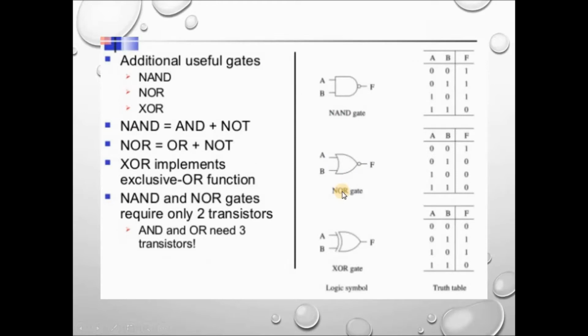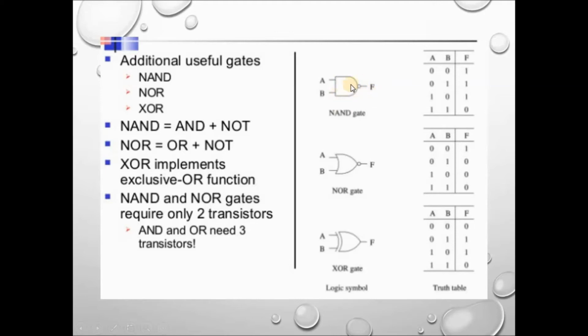After that, some additional useful gates are there: NAND, NOR, XOR. If you perform the AND operation and then show the opposite of that operation, that is NOT. If you use NOT after AND, it is called NAND. So after the AND operation, whatever result you get, you have to invert it. You are using NOT, that is why it shows the opposite result, that is NAND.